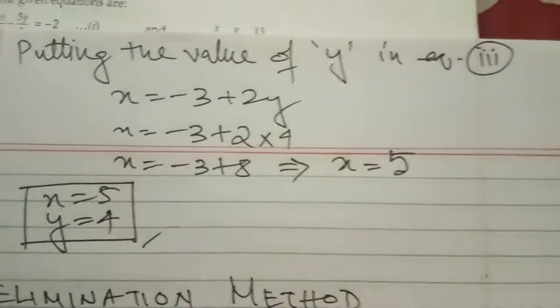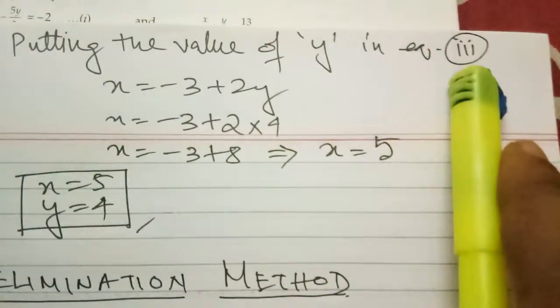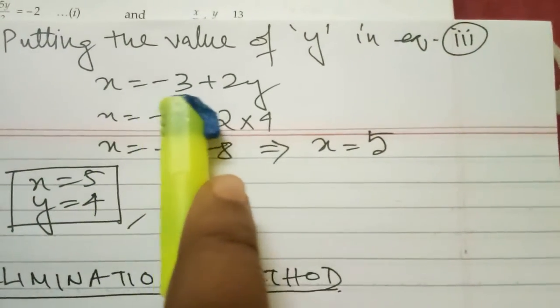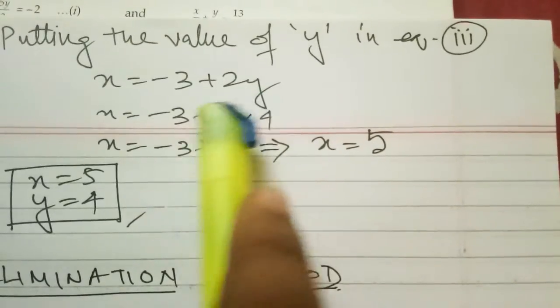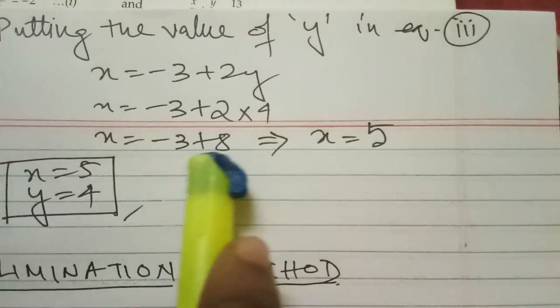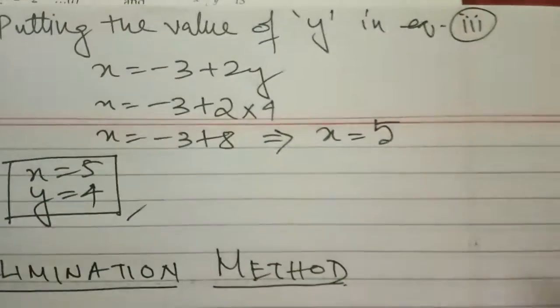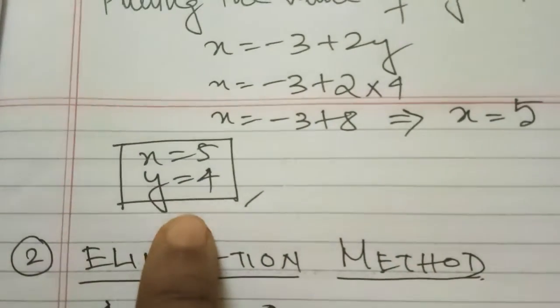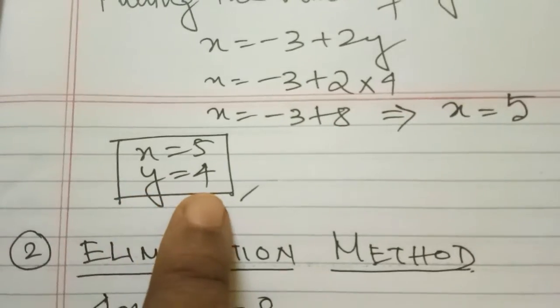I have shown here also: putting the value of y in equation 3, x equals minus 3 plus 2y. Putting y, 2 into 4 is 8, then minus 3 plus 8, so x equals 5. The final answer you should write down like this: x equals 5 and y equals 4.